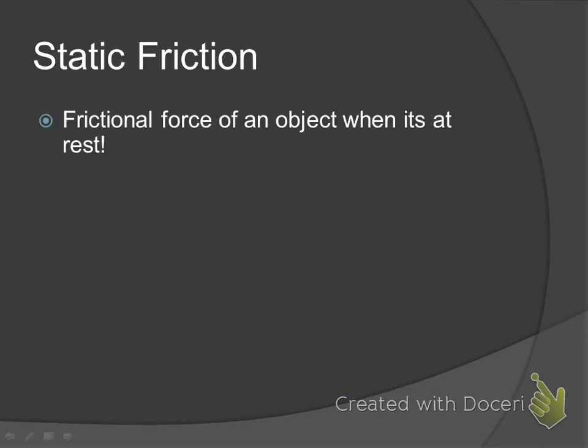Okay, static friction is our second main type of friction. And what does it mean if something is static? It's still. Is it moving or not moving? If something is static or stagnant, it's not moving. So static friction is the frictional force that's acting on an object at rest.